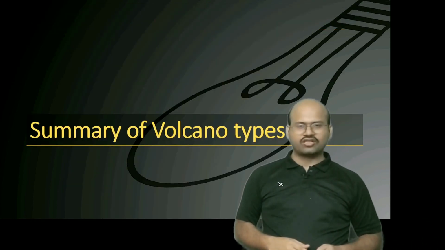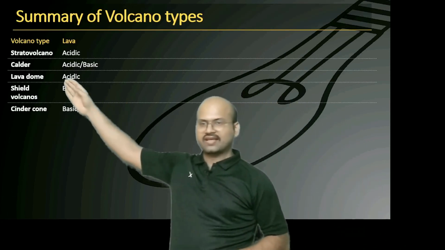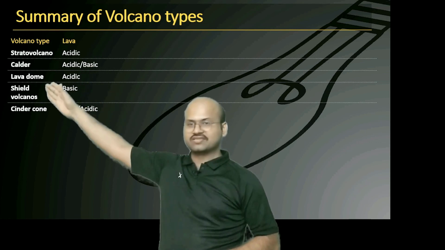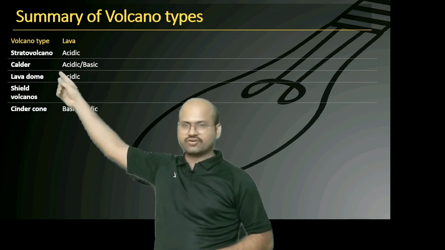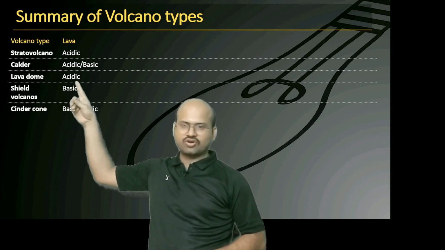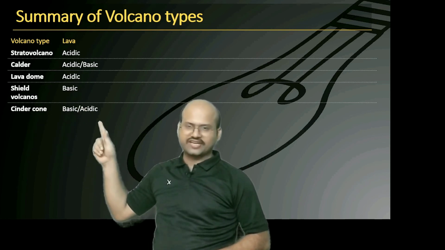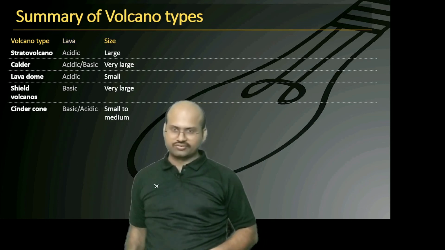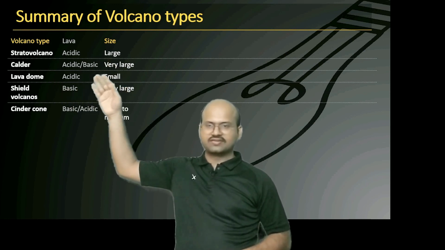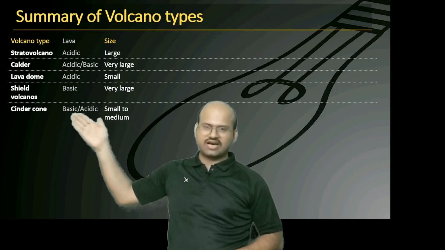Now let's summarize all the volcano types based on the structure that we have discussed. So we have seen stratovolcano, caldera, lava dome, shield volcanoes and cinder cones. The type of lava that makes these volcanoes is acidic for strato. Caldera can be acidic and basic, but generally it is acidic. Lava domes are almost always acidic. Shield volcanoes are always basic, and cinder cones can also be both basic and acidic, but generally it is basic magma which forms cinder cones. Stratovolcanoes are very large. Caldera is also very large. Lava domes are very small. Shield volcanoes can also be very large, while cinder cones are small to medium size.